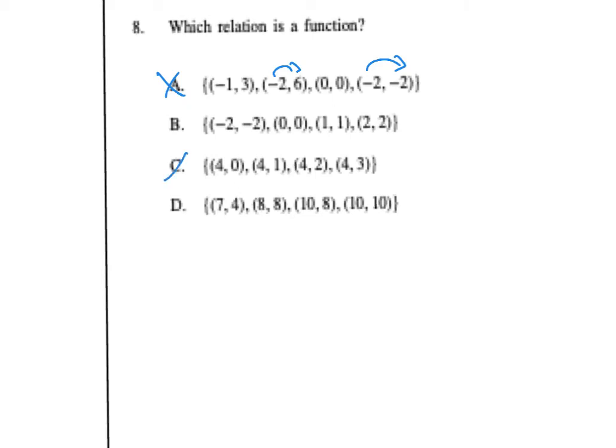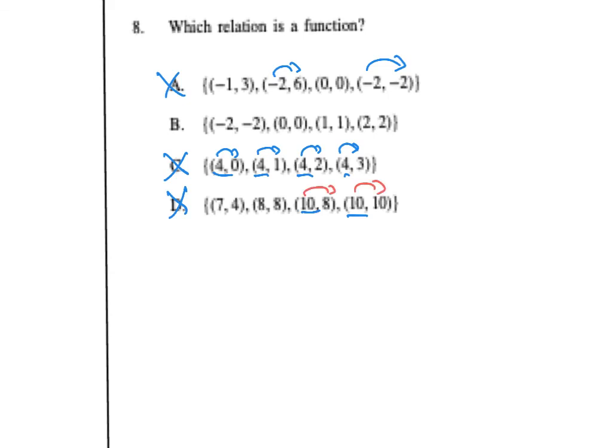We're going to eliminate C here. Why? Because 4 has 4 outputs actually. We got 4, that's one input, right? As you can see, one number has 4 outputs: 0, 1, 2, and 3, right? We're also going to eliminate D because we got 10, actually 10 has 2 outputs, right? Has 8 and has 10.